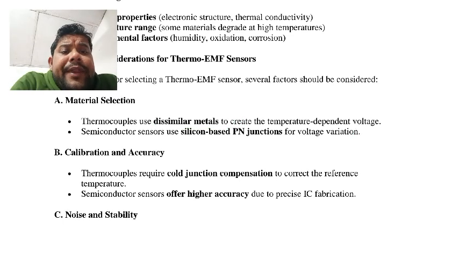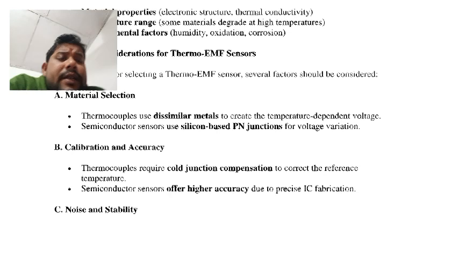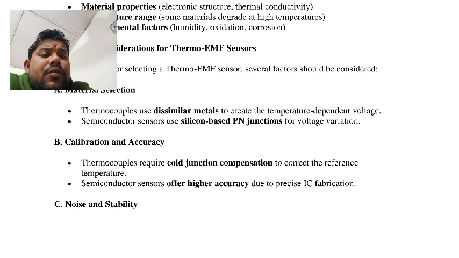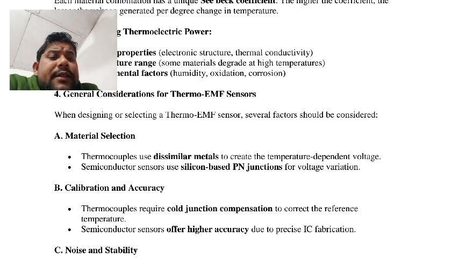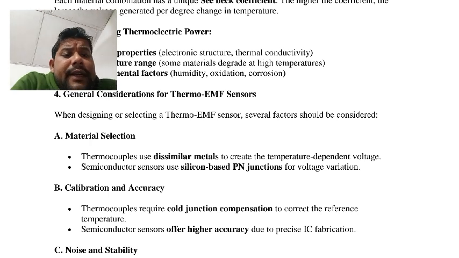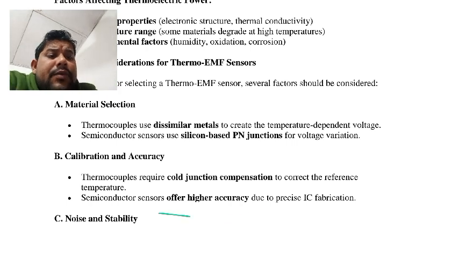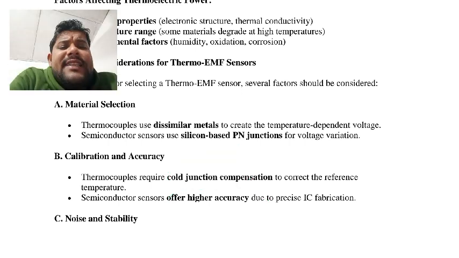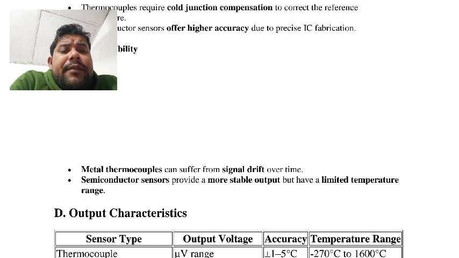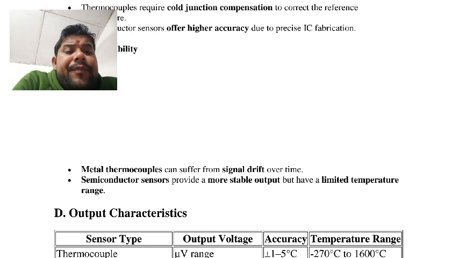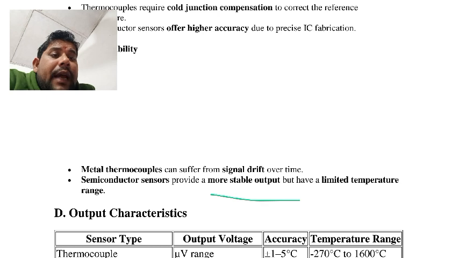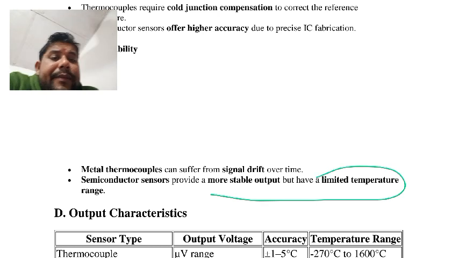Calibration and accuracy: the thermocouple requires cold junction compensation to correct the reference output. Semiconductor sensors offer higher accuracy due to IC precision. Next is noise and stability. The metal thermocouple can suffer from signal drift over time. Semiconductor sensors provide a more stable output and have different temperature limits.